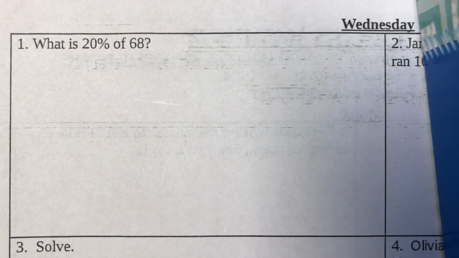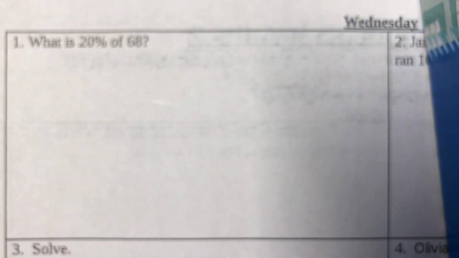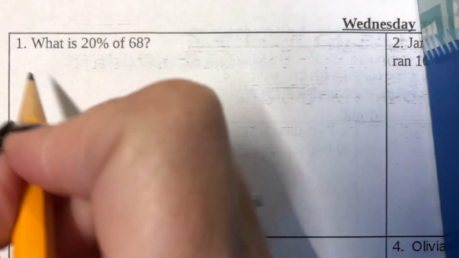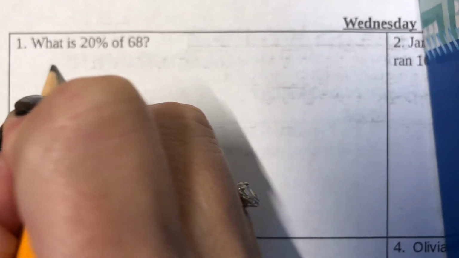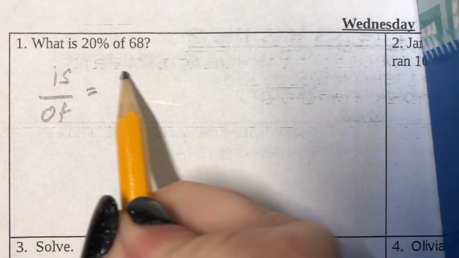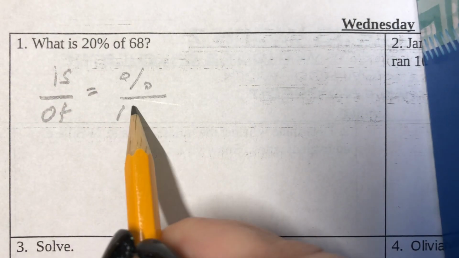Okay, so here we are. We're on out of classwork 7. This is Wednesday, so we're going to start with our first problem, which is a simple percent problem. What we're going to do is is over of equals percent over 100.